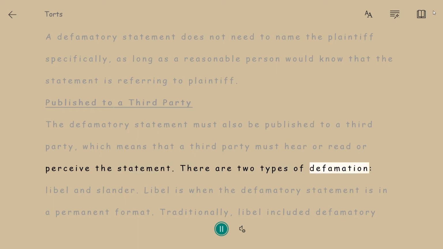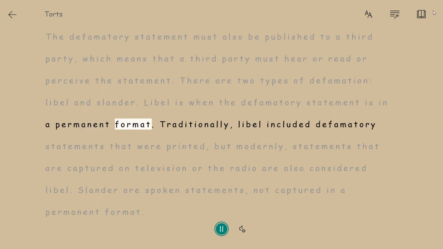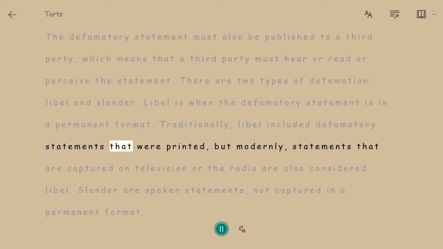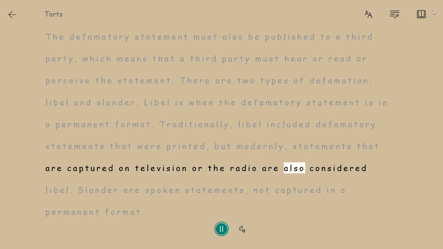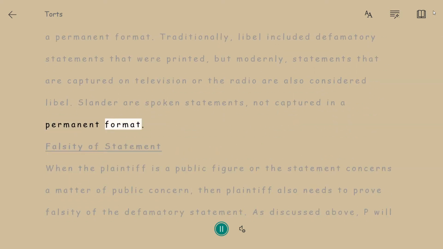There are 2 types of defamation, libel and slander. Libel is when the defamatory statement is in a permanent format. Traditionally, libel included defamatory statements that were printed, but modernly, statements that are captured on television or the radio are also considered libel. Slander are spoken statements, not captured in a permanent format.